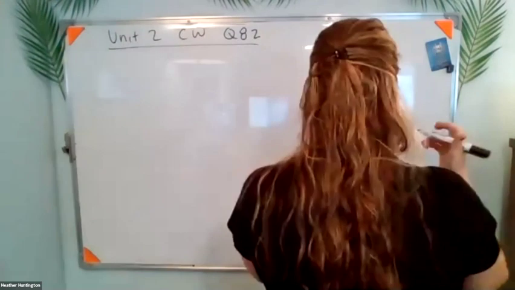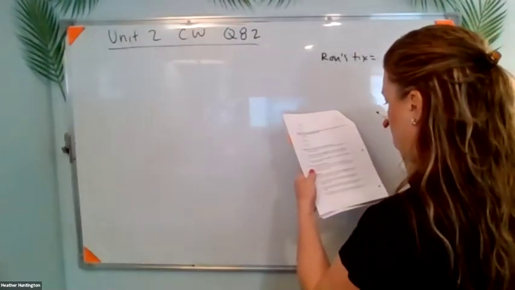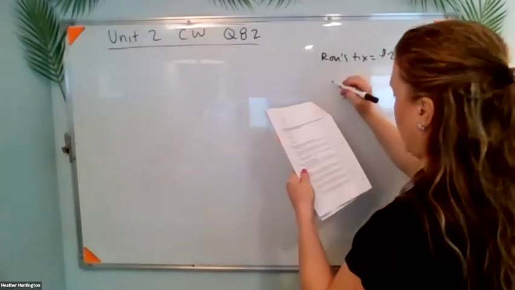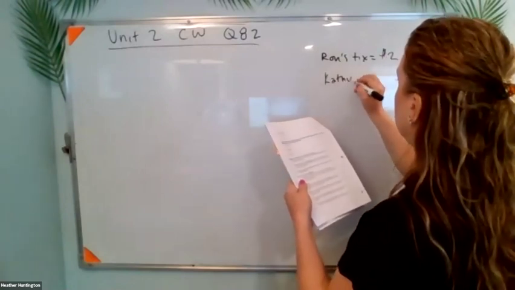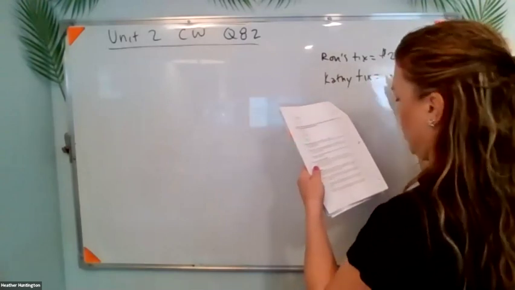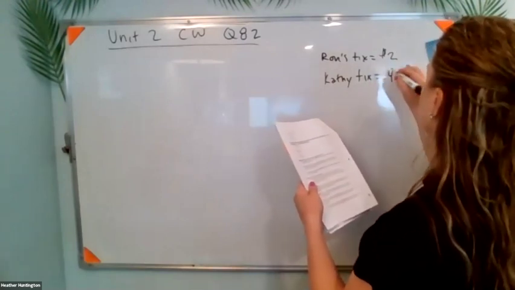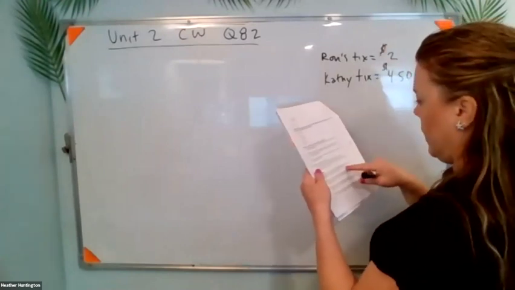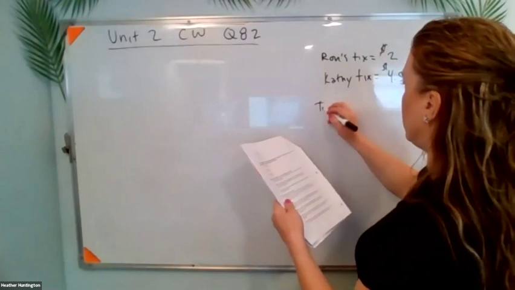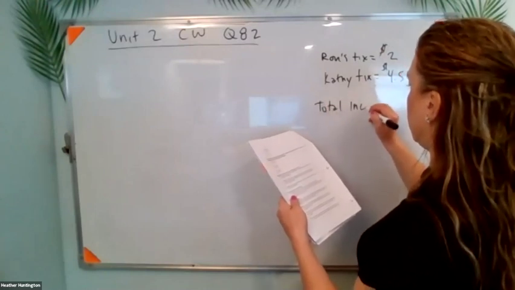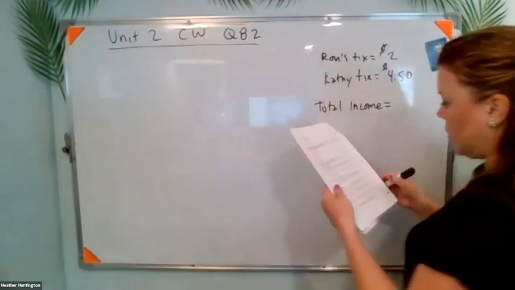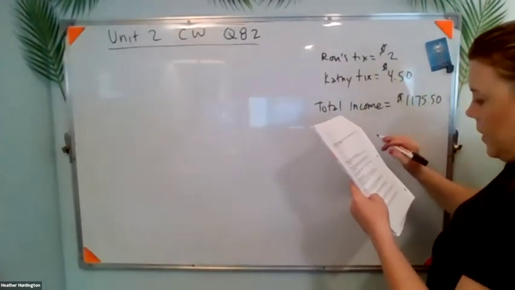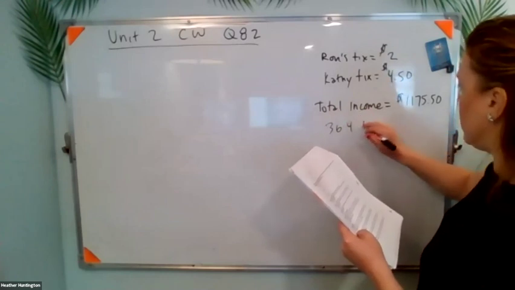When I'm reading, I like to just list out some of the info. Ron's tickets equal $2. And then we've got Kathy. Kathy's tickets equal $4.50. Their total income is equal to $1175.50, and there are 364 tickets sold.